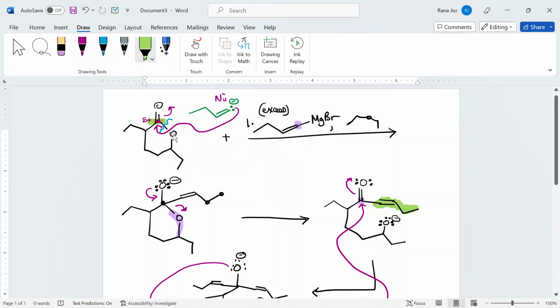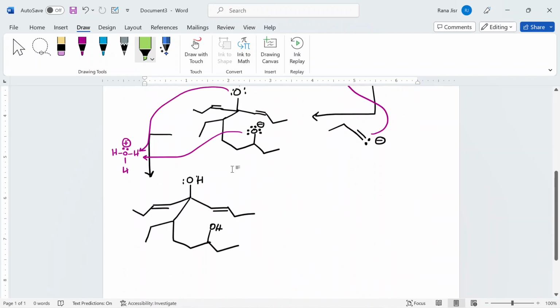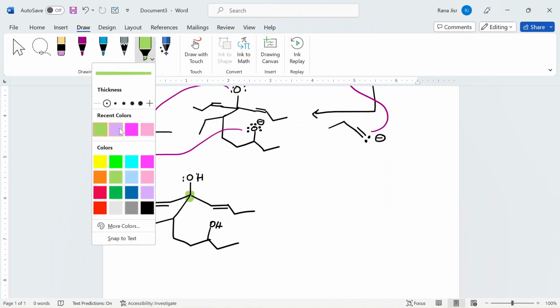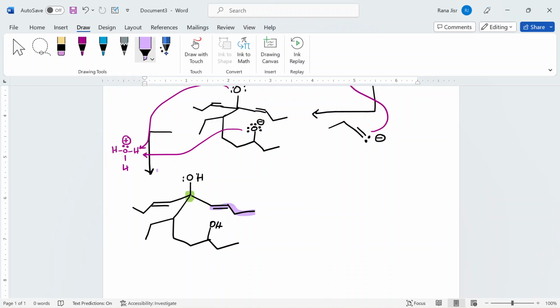And this oxygen in there is going to turn into an OH. And this one is going to turn into an OH in there. So I'm going to have 2 alcohols here. And the alcohol where I added my R's of the Grignard, that is going to be the first R of the Grignard. This is going to be the second R of the Grignard in there. So the alcohol that I added the Grignards to is going to end up being a tertiary alcohol.